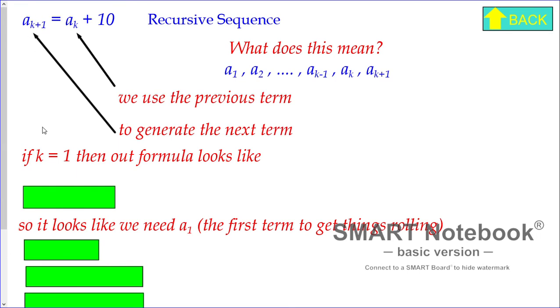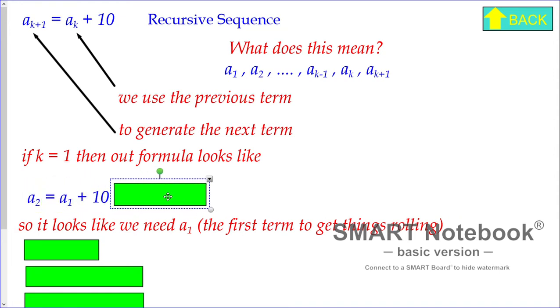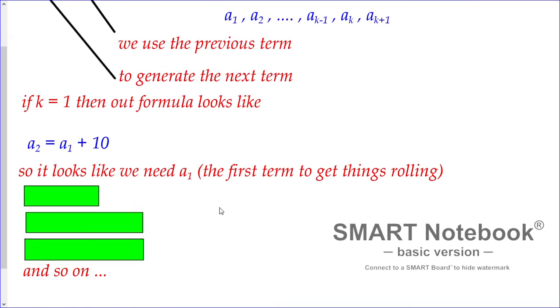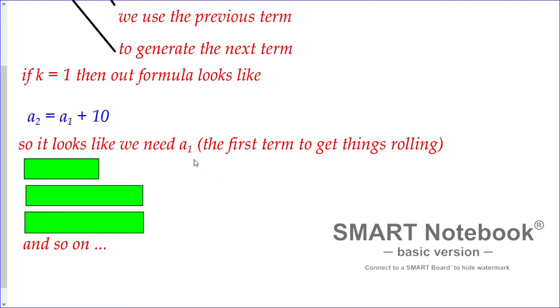So if k equals 1, what's our formula look like? So we're going to have A1 there, okay? And we will have A1 plus 1 here. So we use A1 to generate A2. So it looks like we need A1 to get the ball rolling. The only way we can get this started is if we know A1.